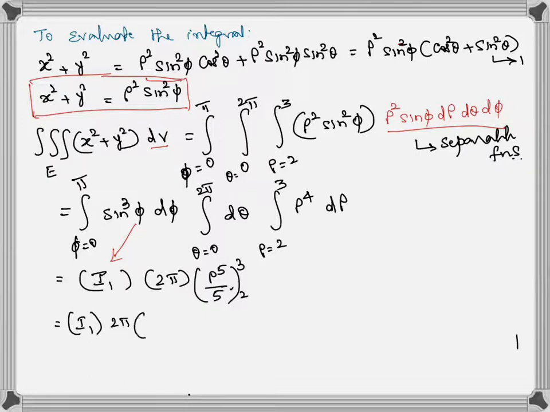I1 times 2 pi. If you evaluate this, it is 3 to the power 5 minus 2 to the power 5, over 5. That will be 243 minus 32 over 5. Then we have to evaluate this I1, and we will take it up on the side.